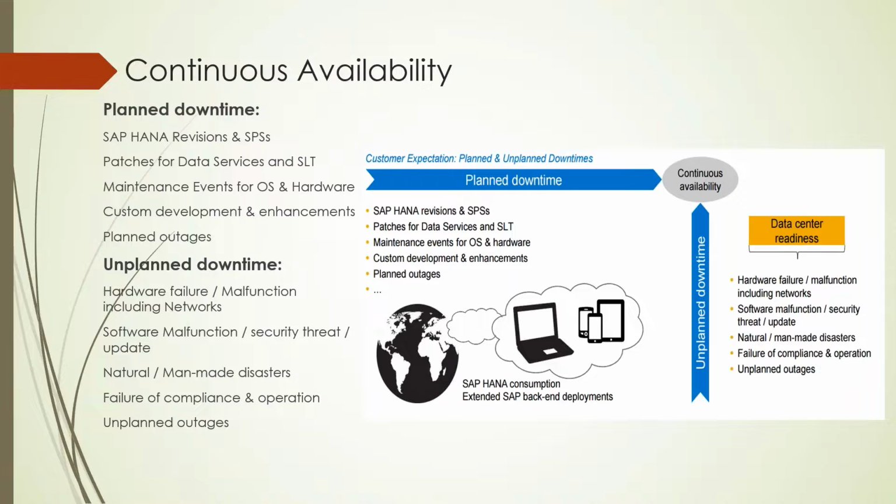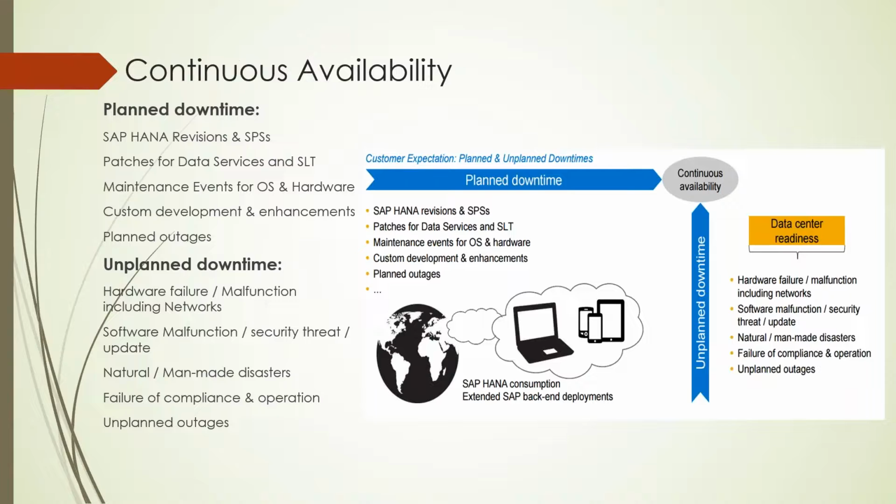Continuous availability can have unavailability with planned and unplanned downtimes. We take planned downtime for HANA patching, HANA upgrade, hardware upgrade, any maintenance activity, and custom developments. These are the planned outages which we plan. We take approval from the business, and then we can go with the planned downtime.